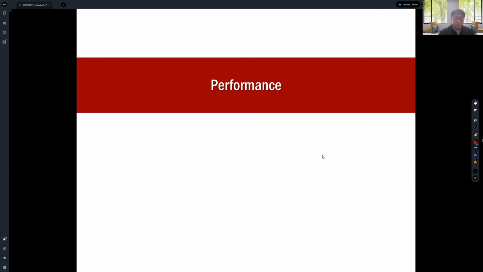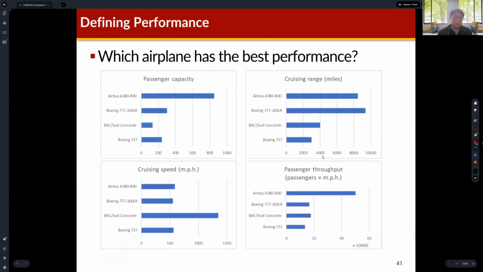And then I will move on to the next topic. It's performance. In this topic, we will learn how to measure the performance of a computer processor. I will take an analogy. This graph shows some performance metrics of various airplanes.